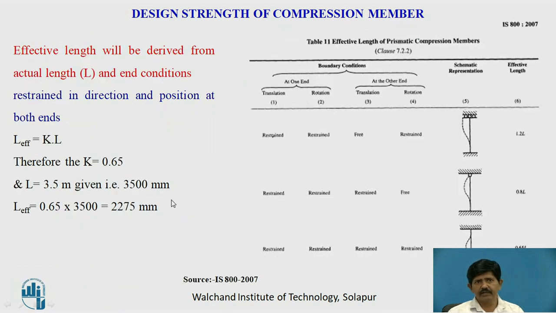Now to calculate the effective length, that will be derived from the actual length and end conditions. The end conditions are given as restrained in direction and position at both ends. So we have to search for this again in table number 11 of IS 800 2007. Here you can see this last one. This is the restraint in position, this is restraint in direction at one end, and again this is restraint in position and restraint in direction at the other end. Therefore the K value will become 0.65. So the effective length will be 0.65 into 3500, that is 2275 mm.